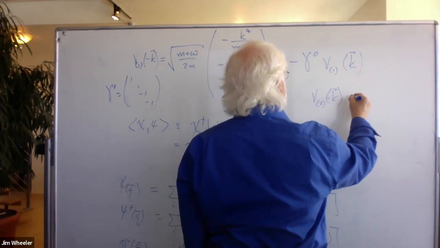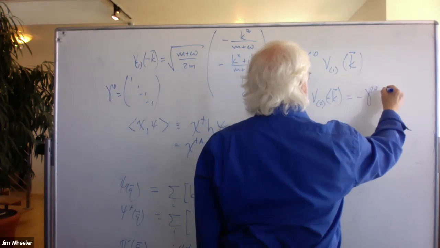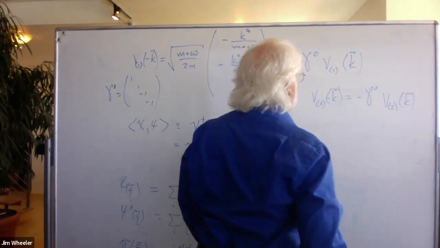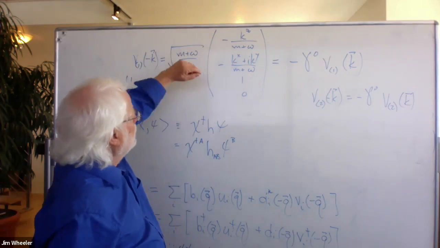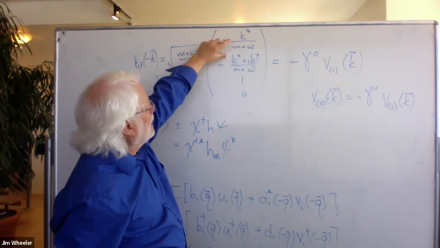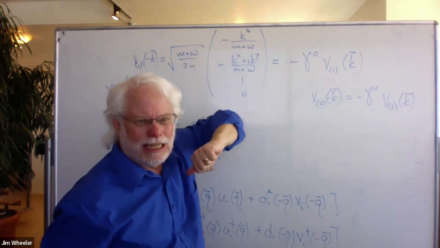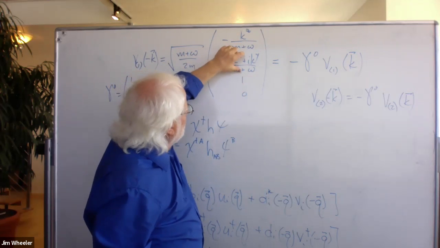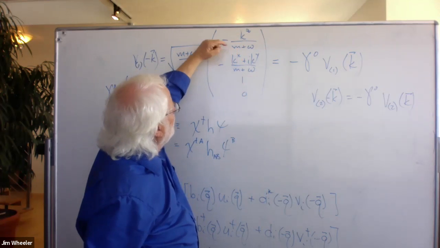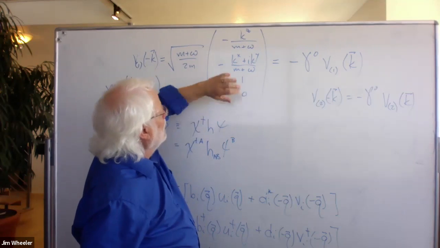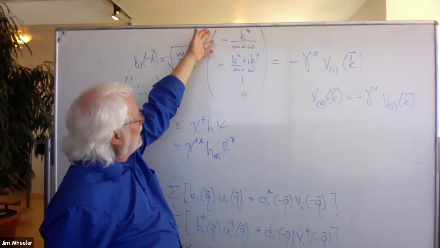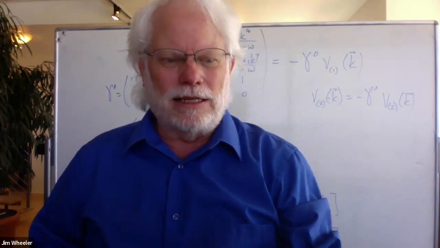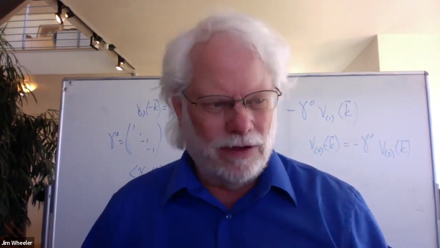So V2 of minus k is minus gamma 0 V2 of k. Same thing happens. The only difference in V2 is that these are interchanged and there might be some signs. I think it's a conjugate. So this is the first component, but it's the conjugate here, and this is the second component, but everything changes sign the same way. So that gives us a way to write the v of minus k in terms of v of k.